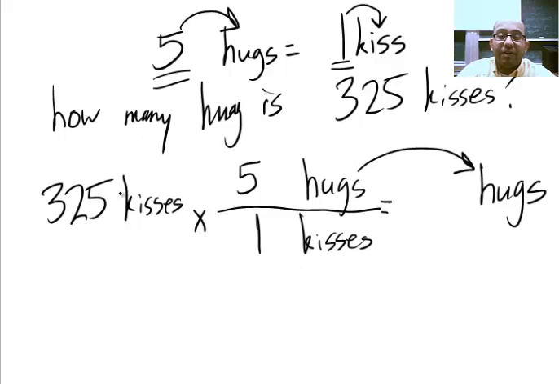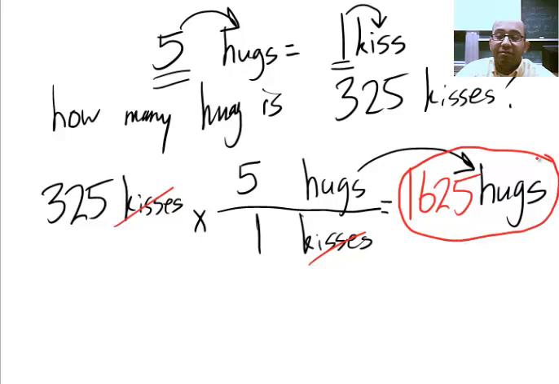So it's 325 times 5 divided by 1. And notice that the kisses cancel, so I'm left with hugs in my answer. So if we multiply 325 times 5, we get 1,625 hugs. That's a lot of hugs.